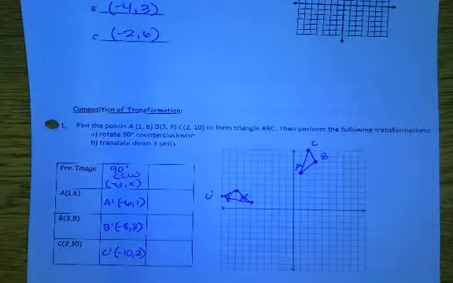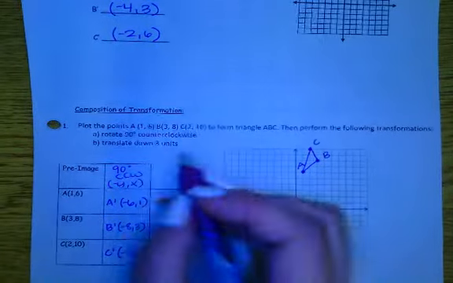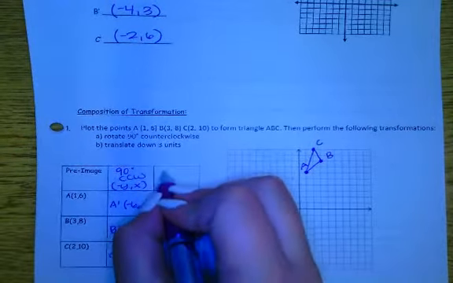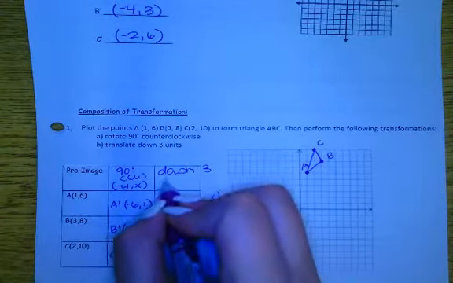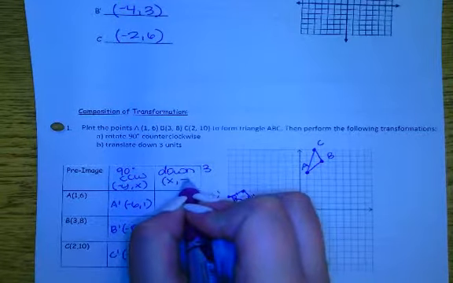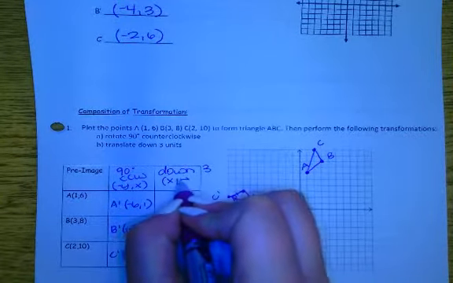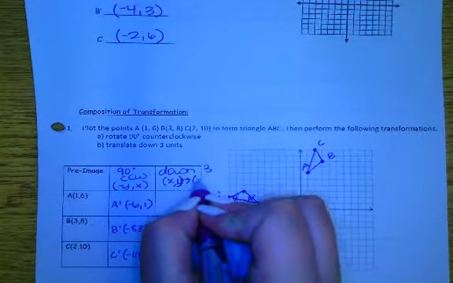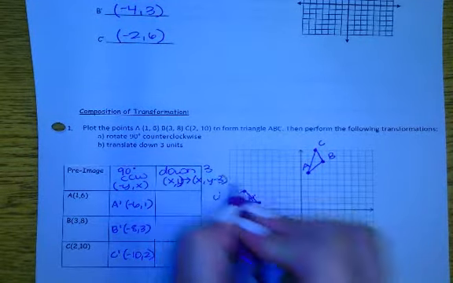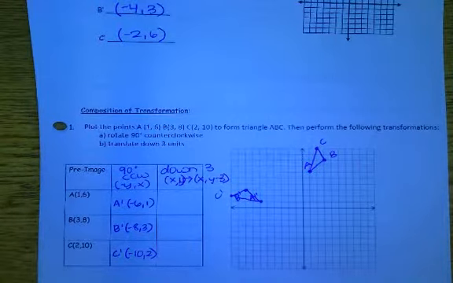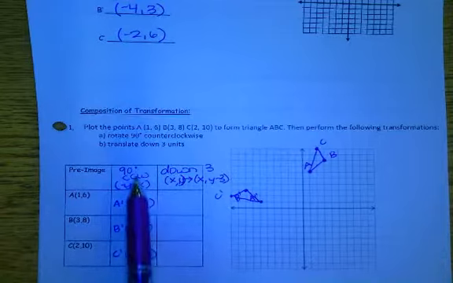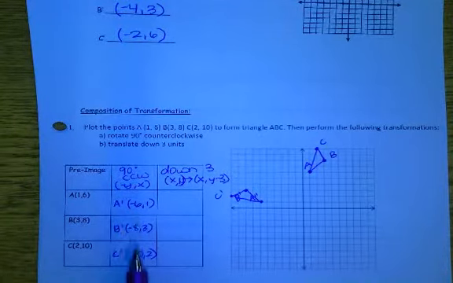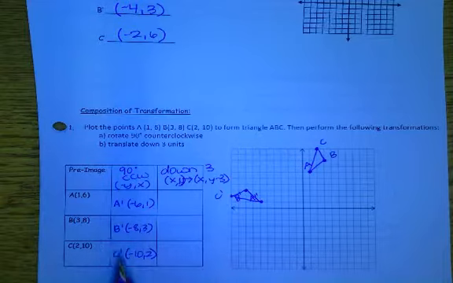Okay, and then we're translating down 3 units. What does that look like in coordinate notation? Oops, x, y yields x, y minus 3. Because it wants you to do both transformations to the same point, now you're looking at the 90 degrees as your x, y, and then you're moving these coordinates down 3. So if I move A prime down 3, where am I at?